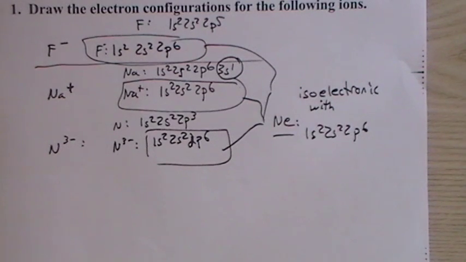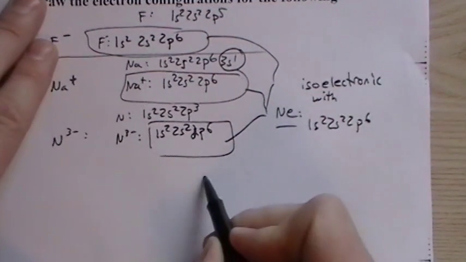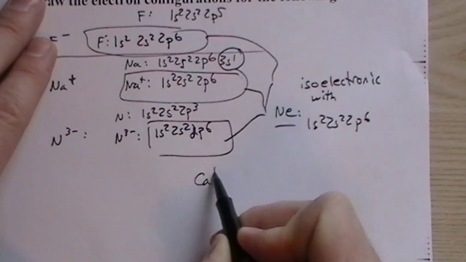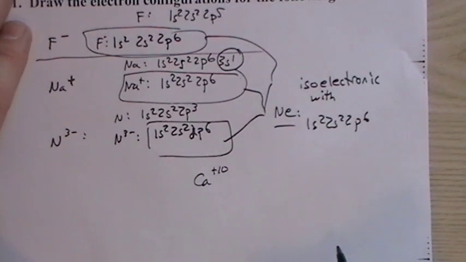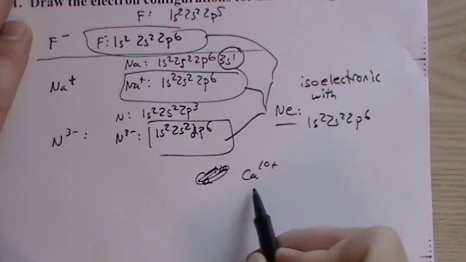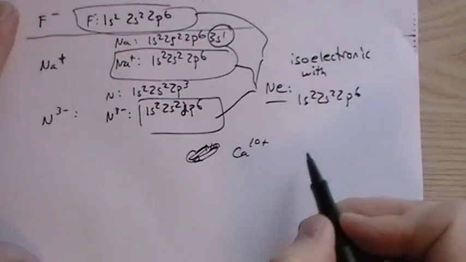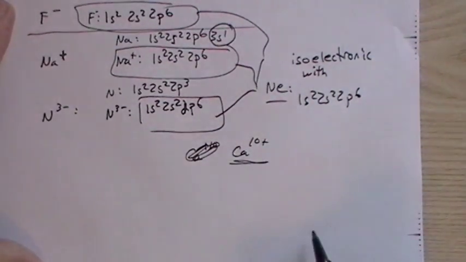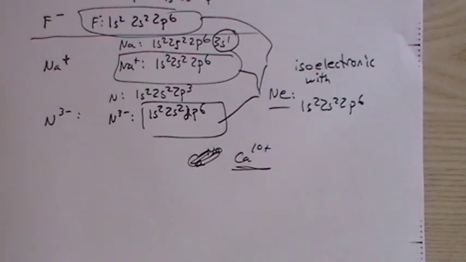For 20, I think that's calcium, calcium 10 plus would have 10 electrons, so it would have the same electron configuration as neon. Now this would be highly unstable, but it would certainly be one that would be isoelectronic with neon.